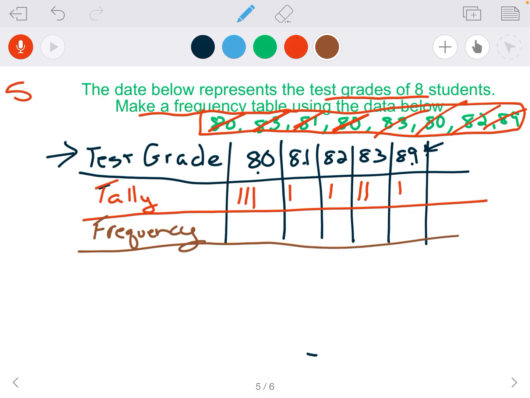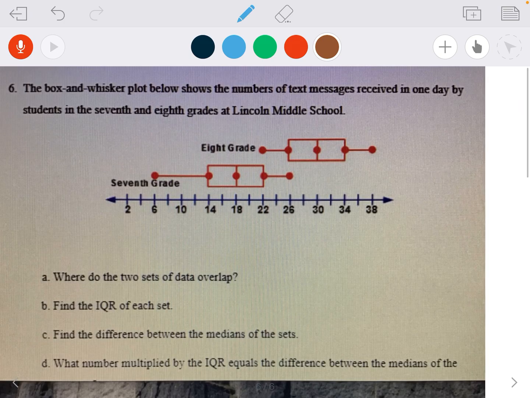So the frequency is just counting those tally marks. So 3, 1, 1, 2, 1. There's your frequency table. It's that simple. All right, and lastly, this question, pay attention because you're going to get answers.